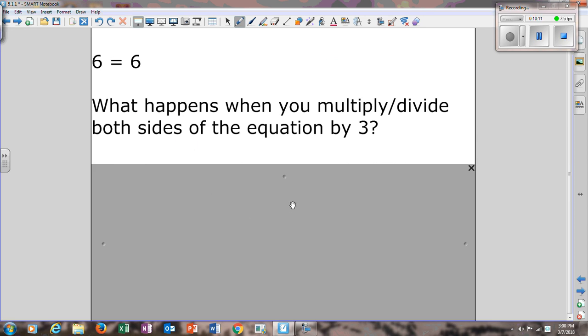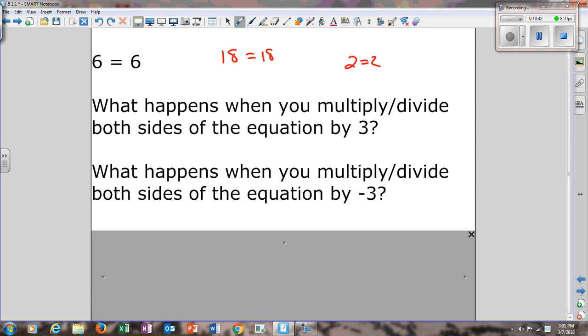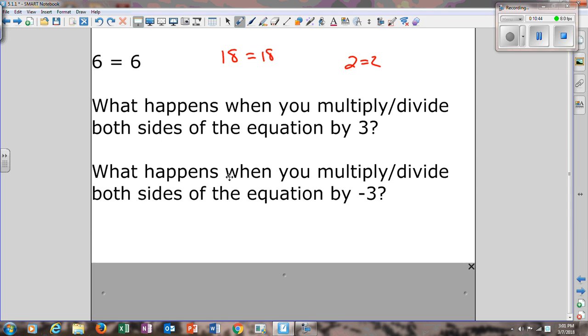Now, if we have just a regular equation, 6 equals 6, what happens when you multiply or divide both sides of the equation by 3? If we multiplied both sides by 3, that would give you 18 equals 18. If we divided both sides by 3, that would give you 2 equals 2. Pretty straightforward. But what happens when you multiply both sides of the equation by negative 3?